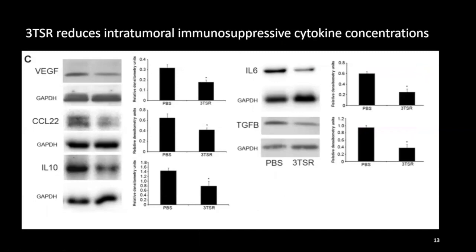Here, sort of a one-off, but they're showing in the primary tumor 3-TSR reduced the intratumoral immunosuppressive cytokine concentrations. And so these are cytokines that might otherwise suppress effector cell function and cause them to go to exhaustion. And so it's somewhat promising that the anti-angiogenic therapy was able to reduce the concentration of these factors, and suggests that in combination with oncolytic viruses, which support immune responses via a different route, there could be synergistic action.